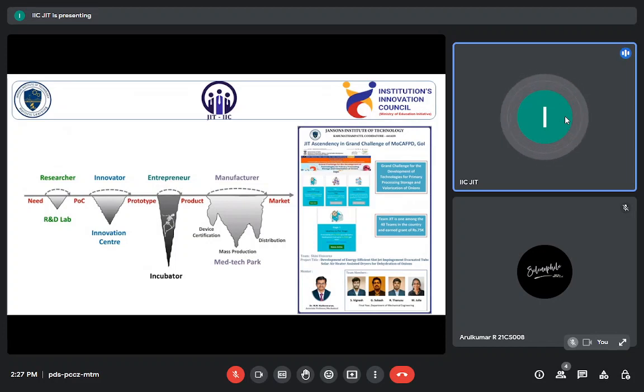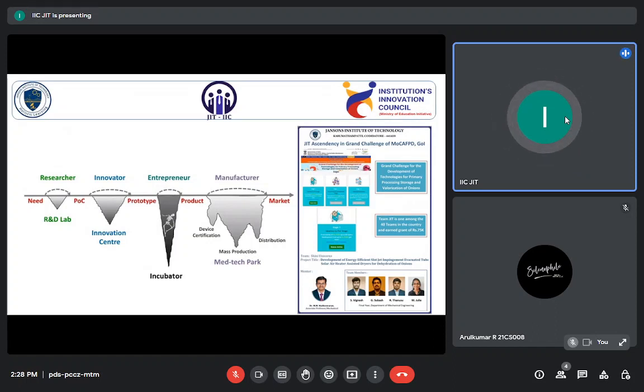What is your job? Identify the problem, come up with a novel idea, and develop the proof in your lab. We will give the funding support. You are not spending one rupee from your pocket. We guide you to submit your proposal to the suitable ministry, and we will get the money as a grant. Then you try to convert your POC into a prototype. This is the first time we are getting this funding opportunity from the Ministry of Commerce. This is the first stage.